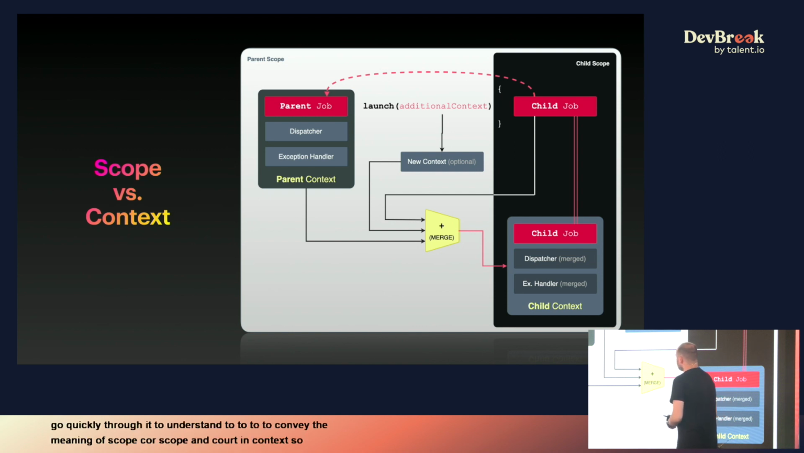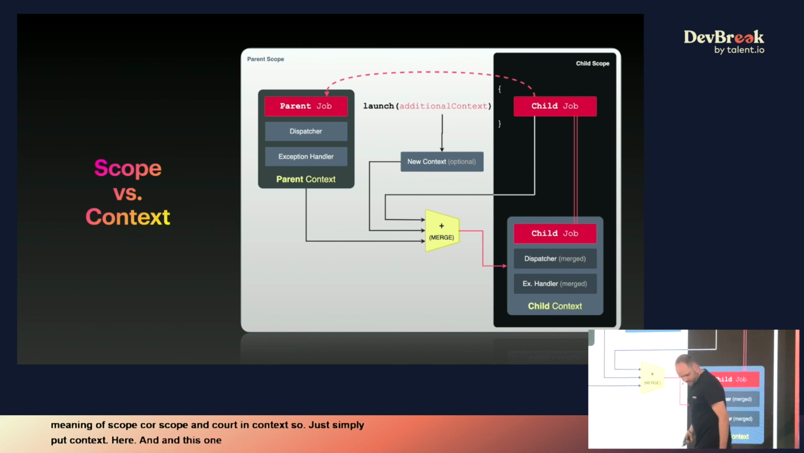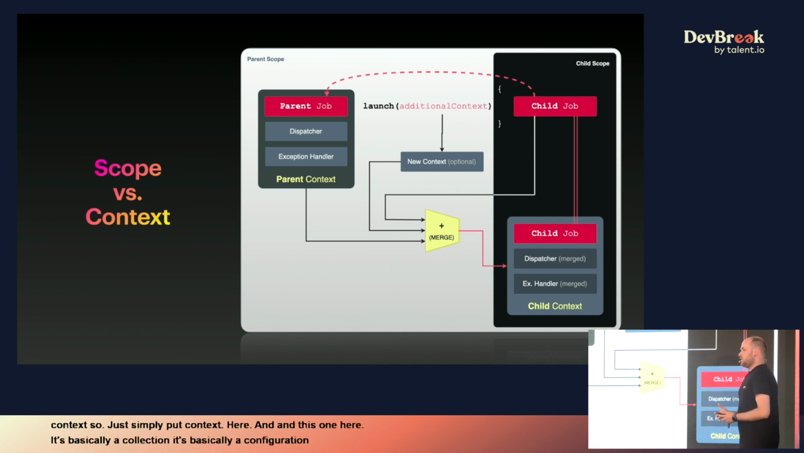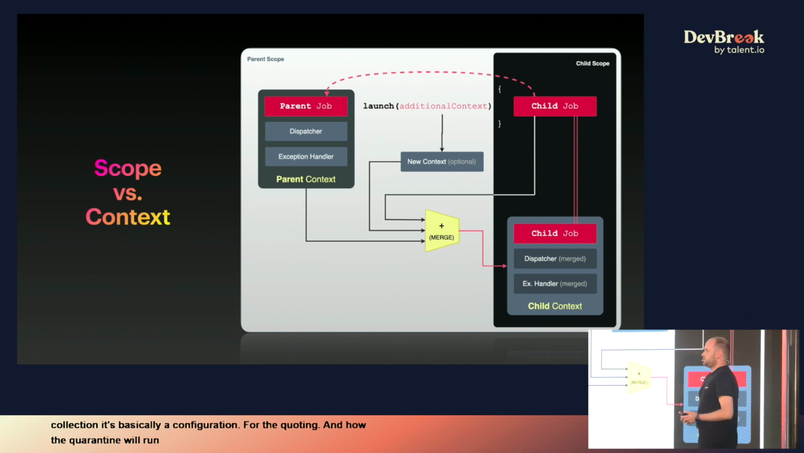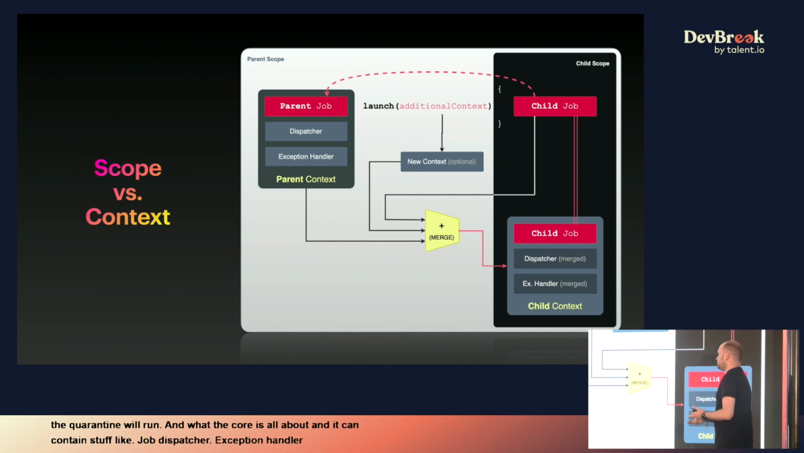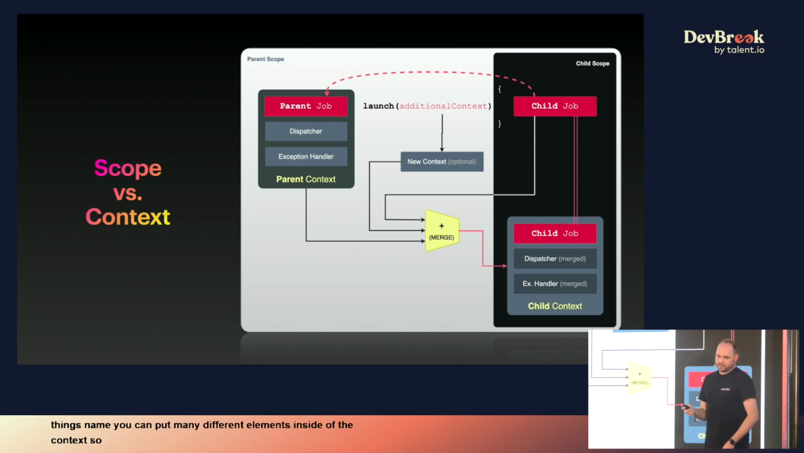So just simply put, context here and this one here, it's basically a collection. It's basically a configuration for the coroutine and how the coroutine will run and what the coroutine is all about. And it can contain stuff like job, dispatcher, exception handler, other things, name. You can put many different elements inside of the context. So it's basically the configuration of how the coroutine will run.